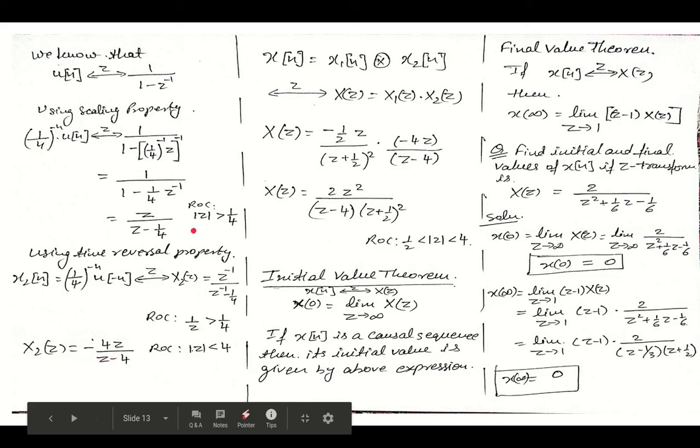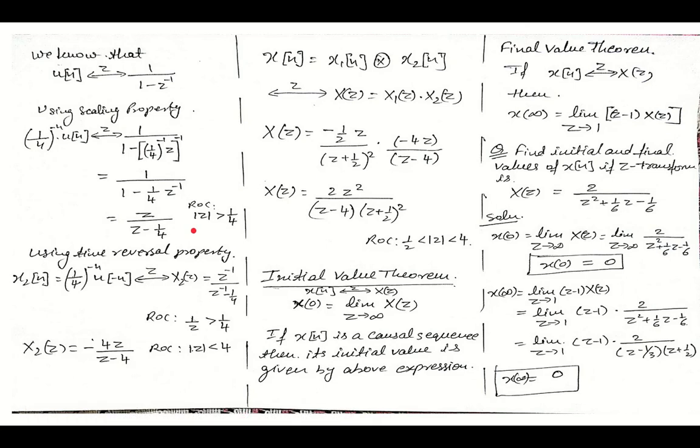Now as we have seen, by the property of convolution in the Z transform, my X(z) will be nothing but the multiplication of X1(z) and X2(z). So I am going to multiply these individual X1(z) and X2(z) to obtain 2z square upon z minus 4 into z minus 1 by 2 whole square.